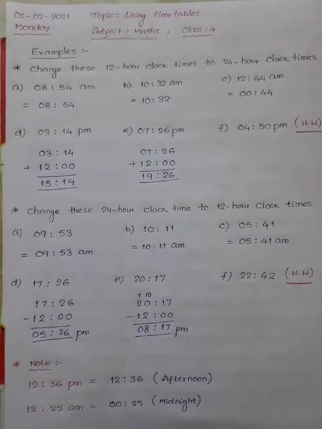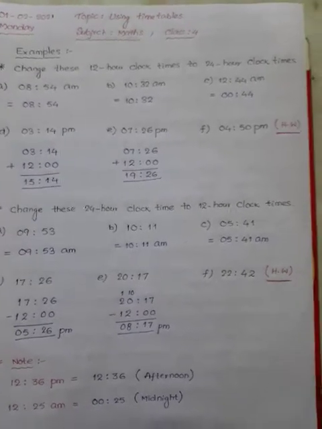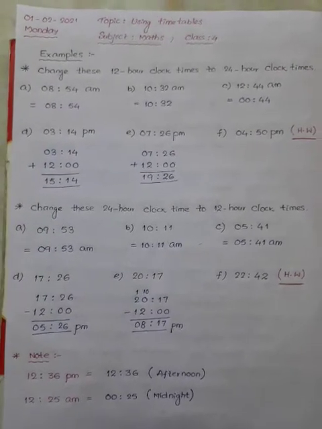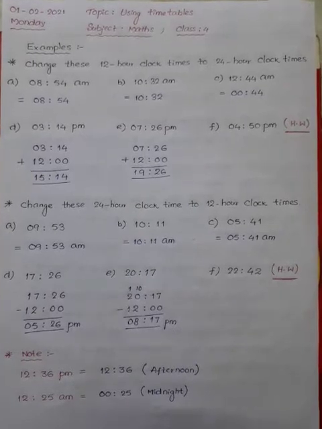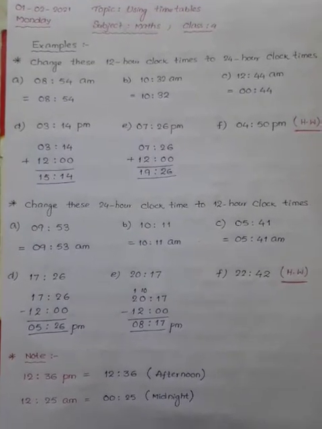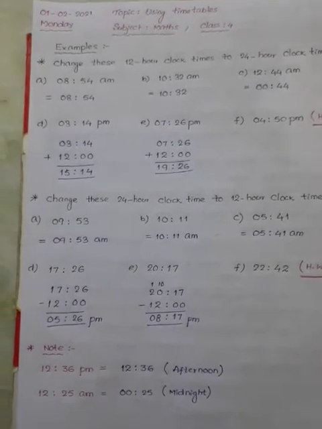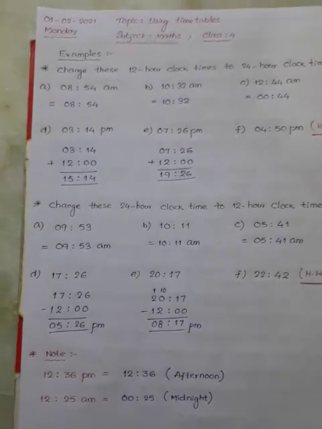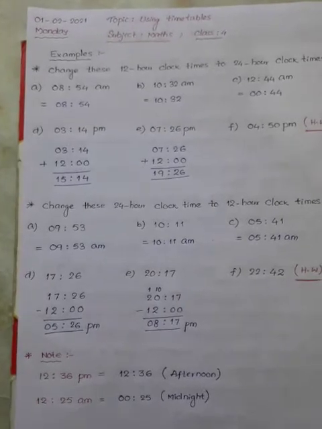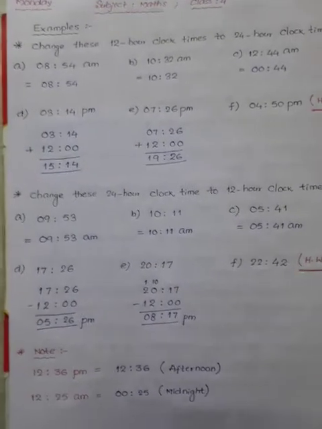Today, our topic is using timetables. We are going to learn the basic concepts of how to convert from 12 hours clock to 24 hours clock, and 24 hours clock time to 12 hours clock. First of all, we already learned the basic concept. In a 12 hours clock, there is AM and PM, and in 24 hours clock, there is no AM and PM. This thing, first of all, you have to remember.